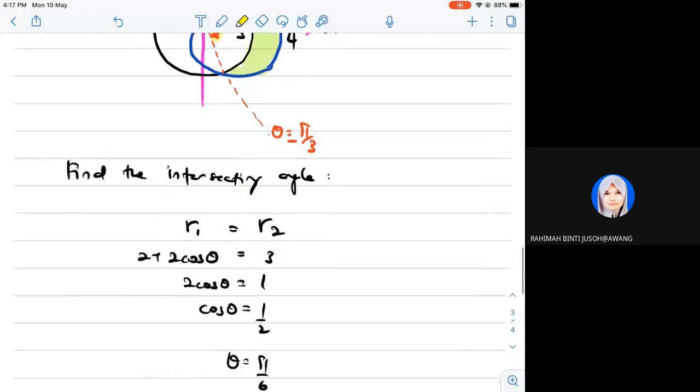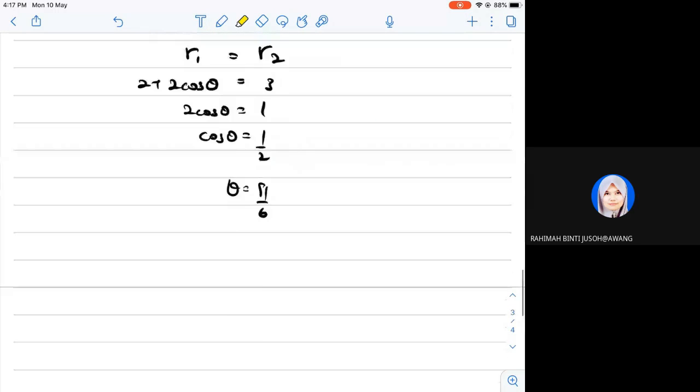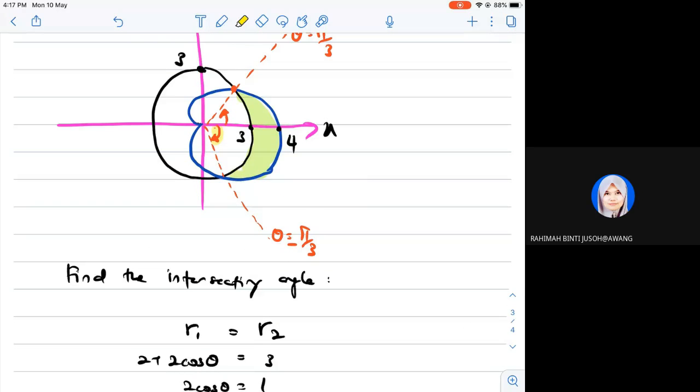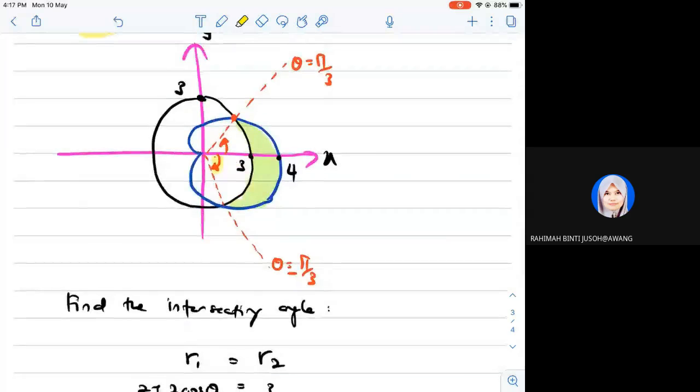Okay, so now it's up to you whether you want to consider from negative pi over 3 to pi over 3, or another way is to consider theta from 0. When we consider theta from 0, our calculation is easier, because we substitute theta equals 0 later instead of theta equals negative pi over 3. So I like to use theta equals 0.